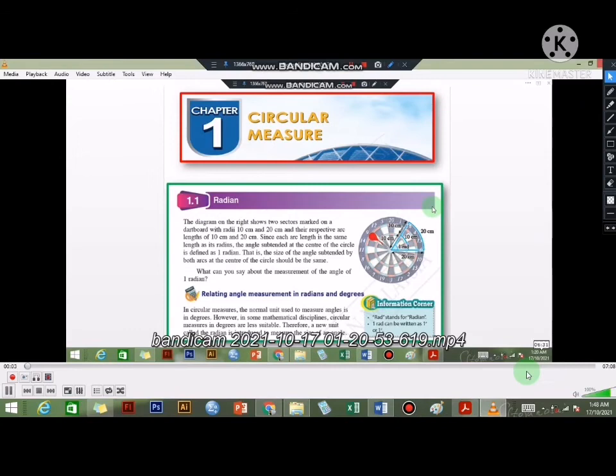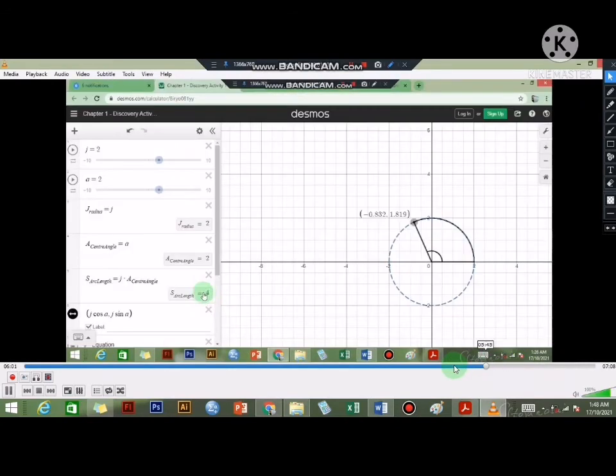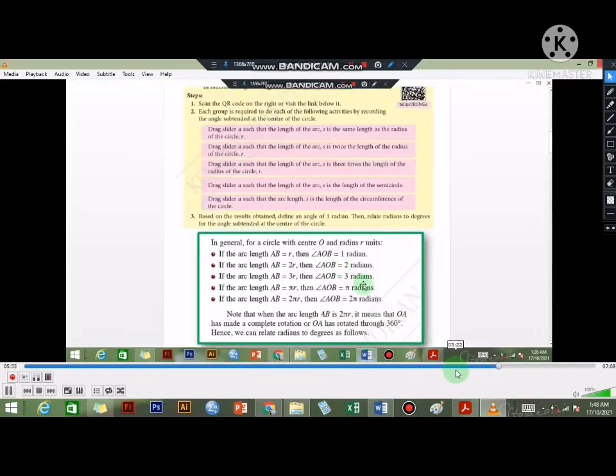The third one, 2 times, if the length is 2r, and then what happened to the radian, which is the angle? So the angle is equal to 2 radian. Okay, 2 radian. Let's look at this one. So 2 times, if the length of arc AB is equal to 2 times the radius, then our angle, which is in the unit of radian, will equal 2 radian. Okay, so let's look at the third one.